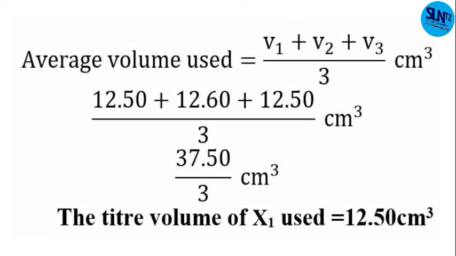Then you are supposed to show the average volume used, even if your procedure has no question guiding you to calculate it. The average volume used is calculated using the formula volume 1 plus volume 2 plus volume 3 divided by 3. We find the average to get one volume. So our volume is 12.5 plus 12.6 plus 12.5 divided by 3, which is 37.5 divided by 3. So the volume of X1 used is 12.5.